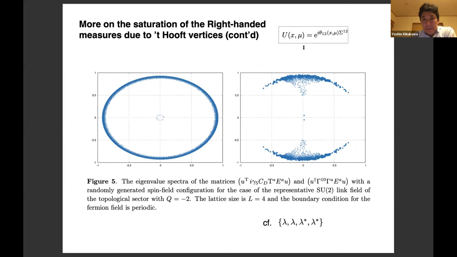The second example is for a link field with non-vanishing topological charge. In this case, we also have low-lying eigenvalues, which come from the zero mode of the Dirac operator, as we expect. And in this case too, we have a similar structure of the eigenvalue distribution. So by these examples, we can argue that the Pfaffians are real positive semi-definite, and then integration over the spin variables gives rise to a non-vanishing result.